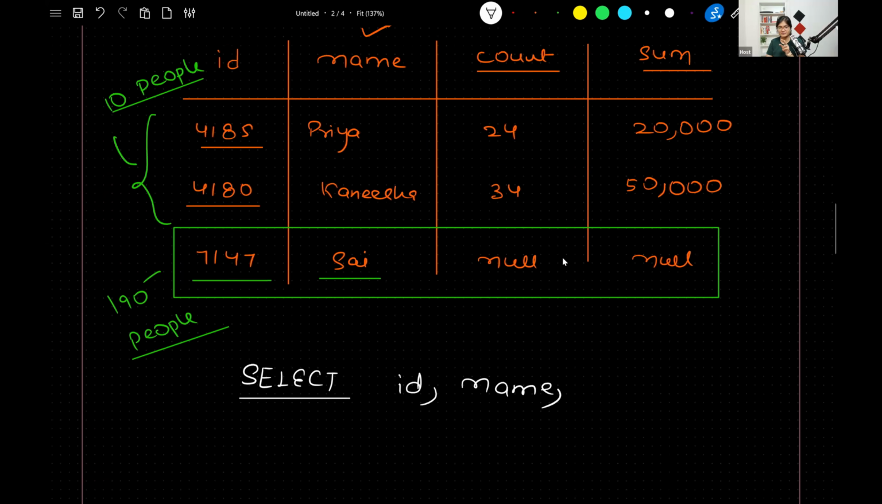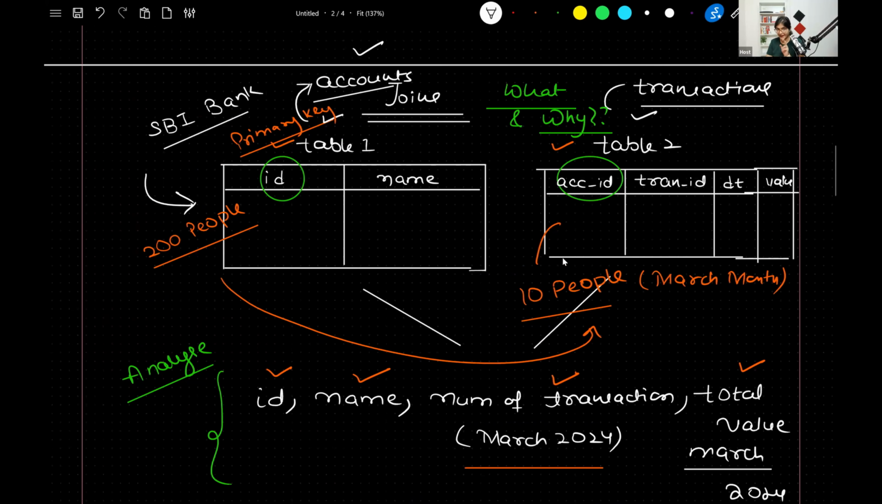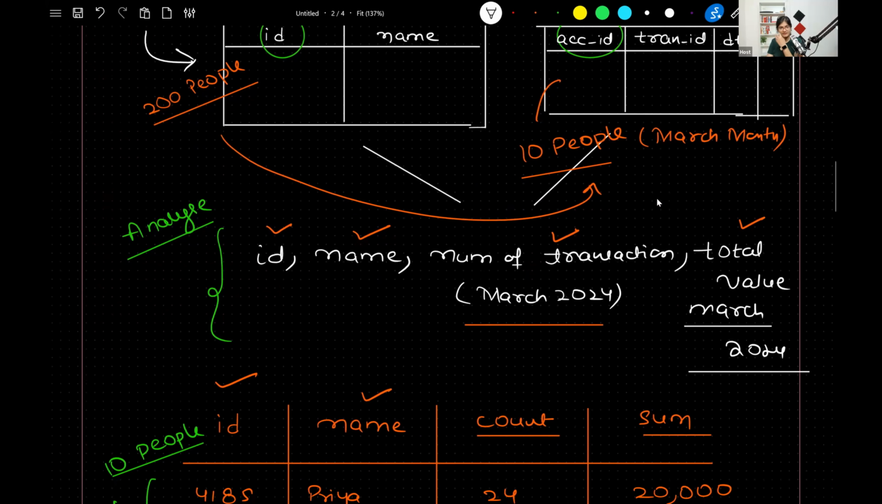After that, they are saying display the count and the sum. So I know that the count will require an aggregation operation, then only I will be able to get that, because it is not directly available in table 2. And even the sum, the total value which the person has transacted in the month of March, also requires an aggregation operator. Now, on which column will this aggregation be done? That is what we have to think.